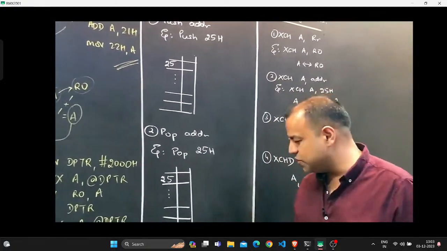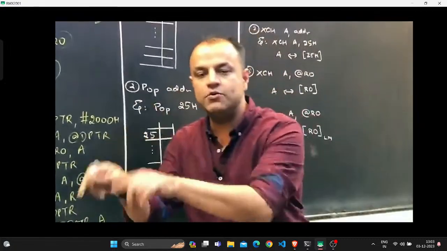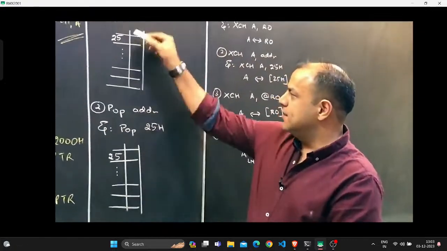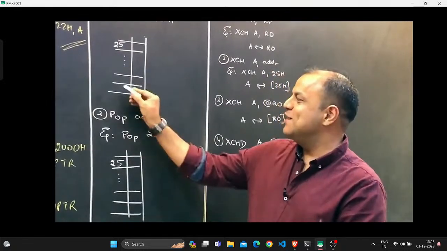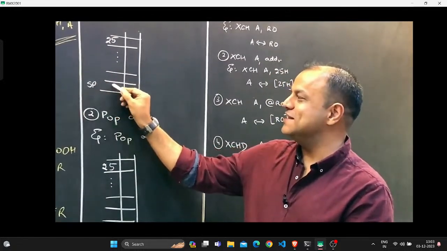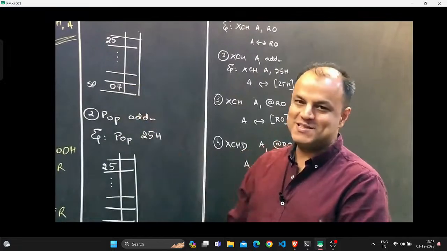So push 25. What are you pushing? 25? No. You are pushing the contents of location 25 into the stack. Did you understand? Now this is your internal RAM. If your basics are clear and you watched the video on the structure of internal RAM, you know the default value of SP is 07.